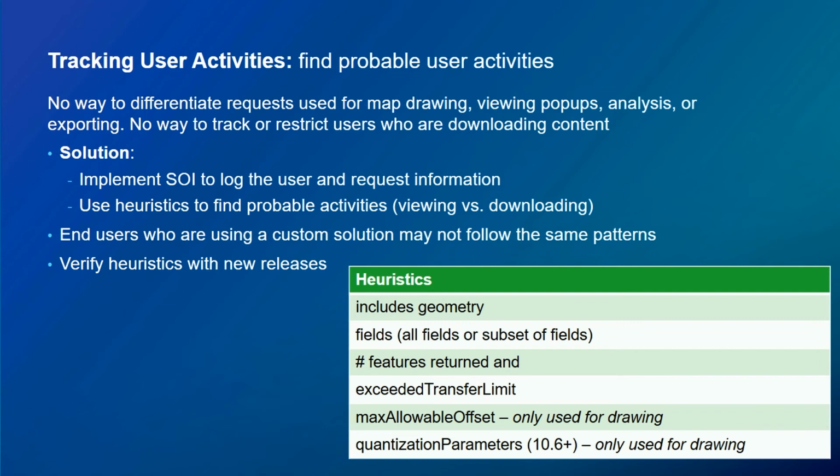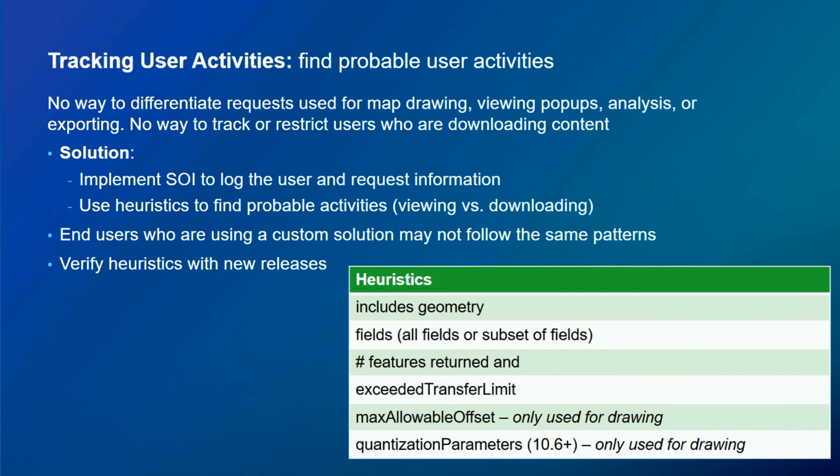But the approach that we settled on with this customer was using heuristics on the request and the response objects themselves to make a probable guess, but a pretty good guess, as to what the end users are doing with that information. So the SOI that we just discussed logged all of the advanced information, and then we used heuristics after the fact to determine whether or not they were doing a download or a viewing request.